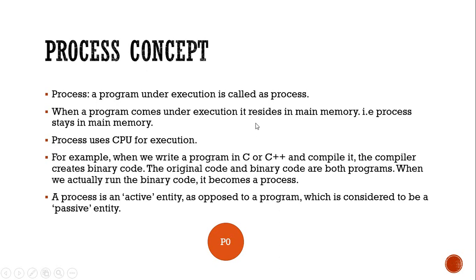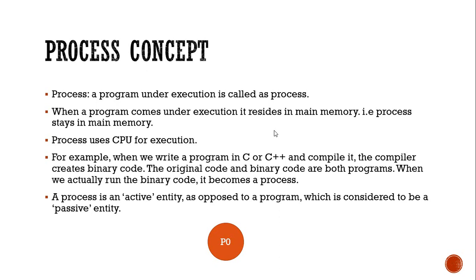So when a program comes under execution, it always resides in main memory, or we can say in RAM. So while execution, process stays in main memory. Whenever a process starts its execution, it always wants CPU for its execution. So every process which is running will be assigned CPU for its computation.